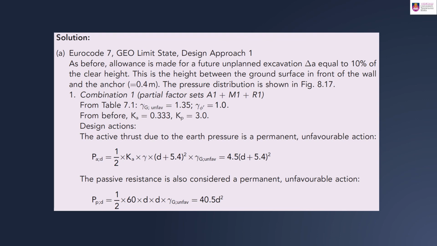So the first one is the design action. We have to calculate the active thrust due to earth pressure. It is a permanent unfavorable action. What do we have from here? The active thrust design is 4.5 times gamma G times d plus 4.4 squared. The passive resistance is also considered a permanent unfavorable action. Thus, we have 40.5 d squared.